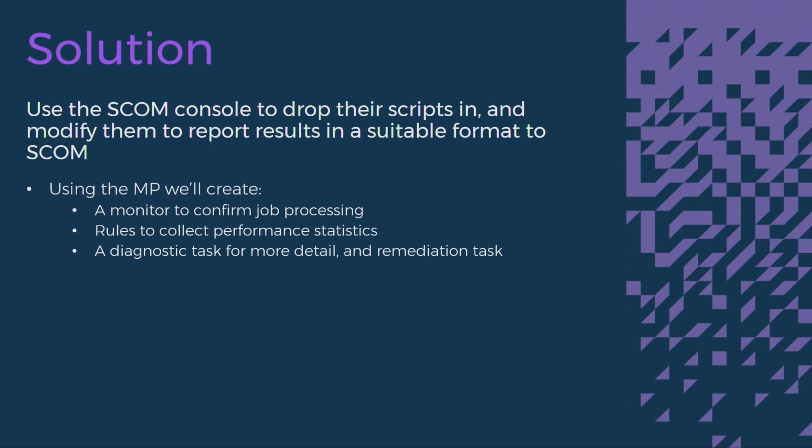And then we're going to add a diagnostic task in to give further detail. Okay, this queue's backing up. What's actually in that queue? Can we see details? Perhaps we can then start targeting jobs to remove. And a remediation task as well.